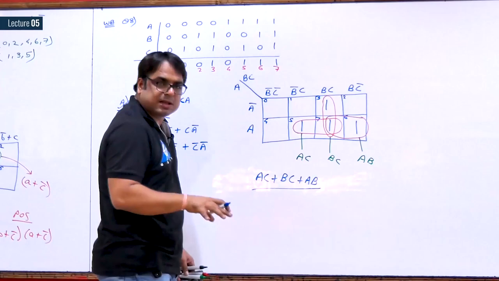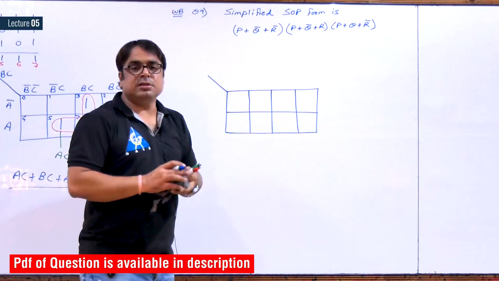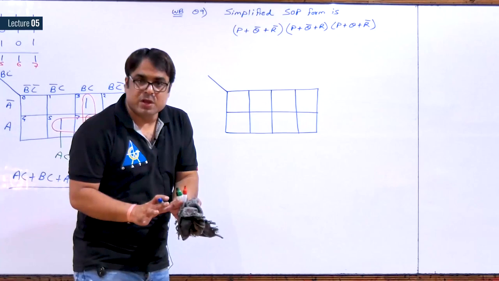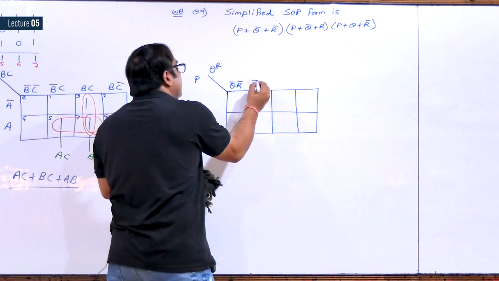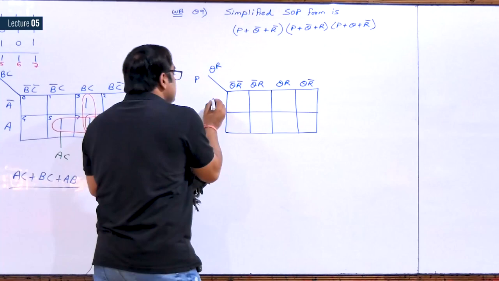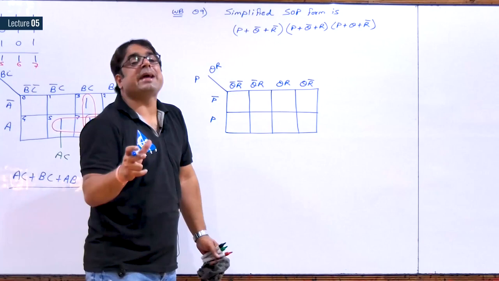Workbook question number 9. The simplified SOP form of this expression is asked. Again, it is clearly given in the question that you want to find the simplified SOP form, so we want to use the K map in SOP form. In SOP form, this side is P, this side is Q, R. So the variables will be Q complement R complement, Q complement R, Q R and Q R complement. This one is P complement and this one is P.